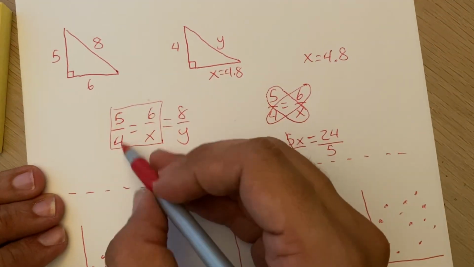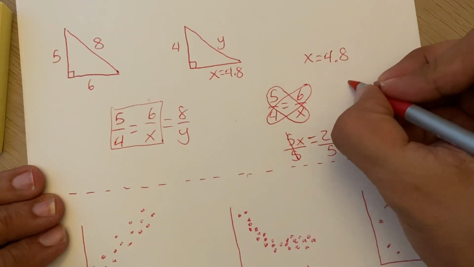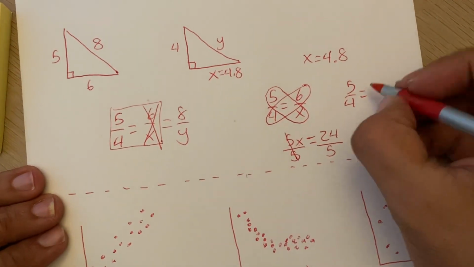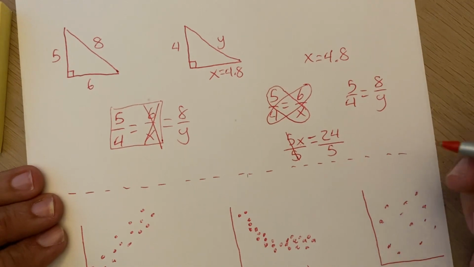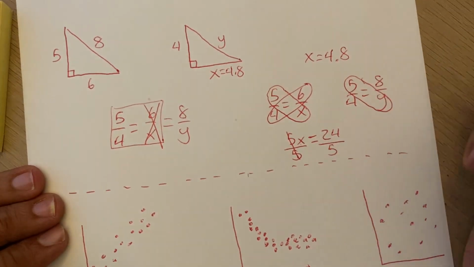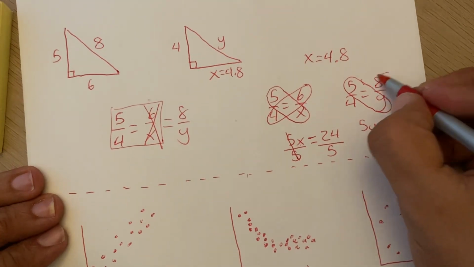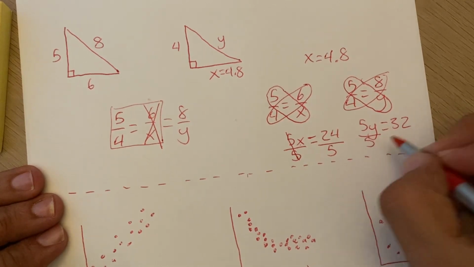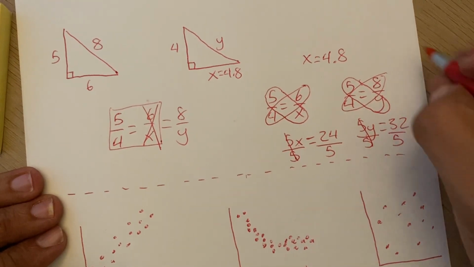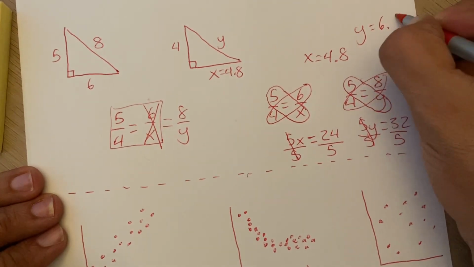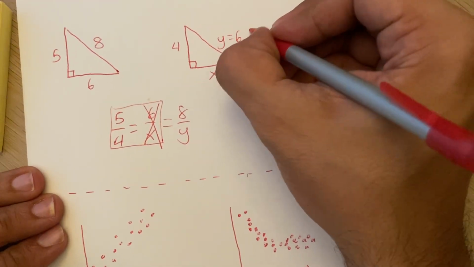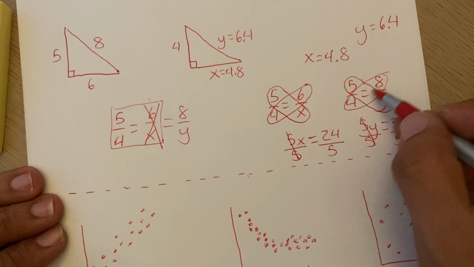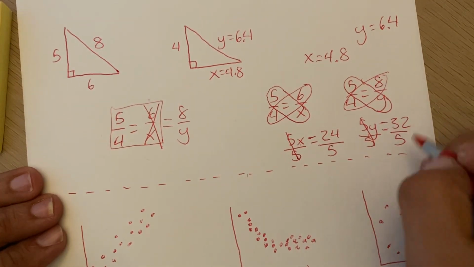Now, I'm going to use 5/4 again as our example. So 5/4, but instead of 6/x, because I already solved for that one, I'm going to use 8/y. So now we're going to cross multiply. 5 times y is 5y. 8 times 4 is 32. Divide by 5. Divide by 5. y equals 6.4. And you're done. Remember, this cross multiplication has to equal, so I write an equal sign.